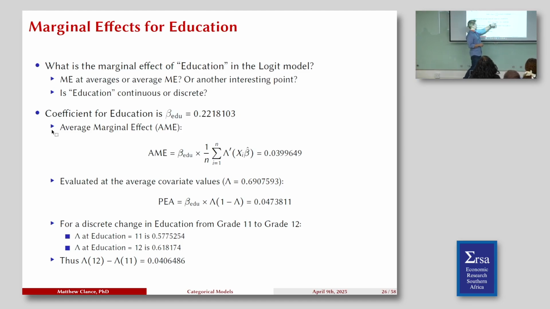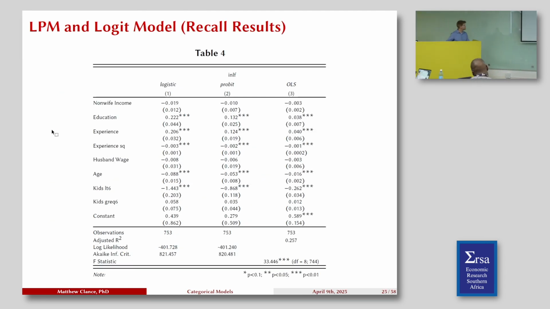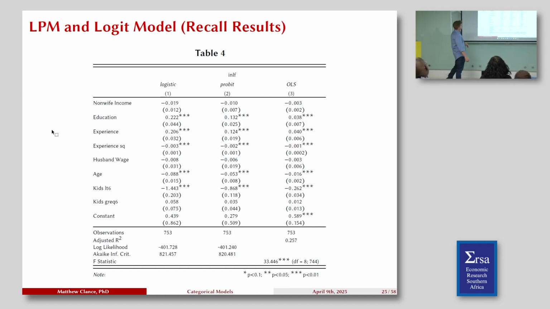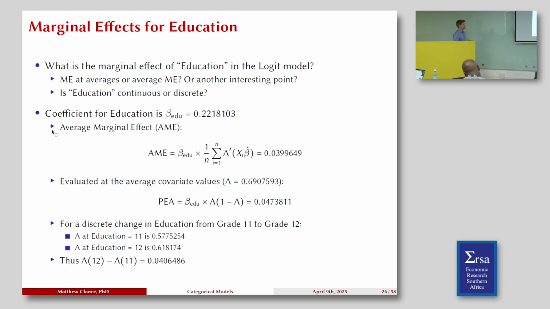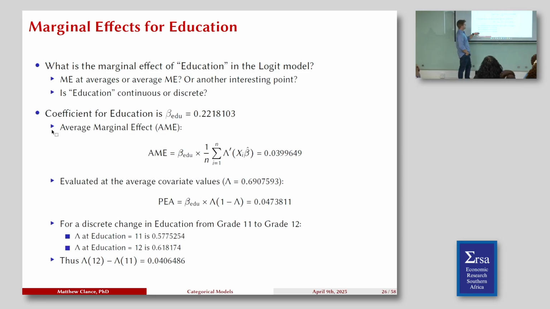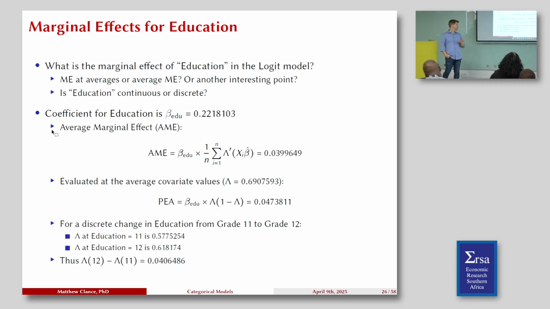Basically, we take the coefficient on education. In this case, for the Logit, it's 0.222. And we're multiplying it by the sum of all the propensity scores that we have divided by the number. So we're just taking the average at the end, and it's going to give us a change in the probability. If I'm considering education continuous, then the average marginal effect is going to be an increase of 4% probability that the person is working.